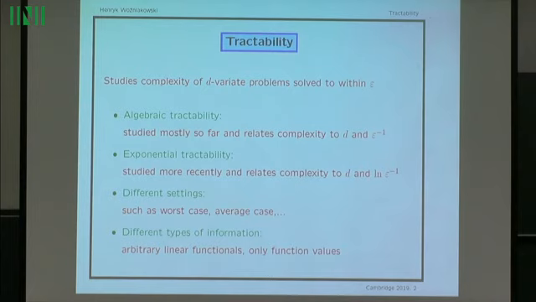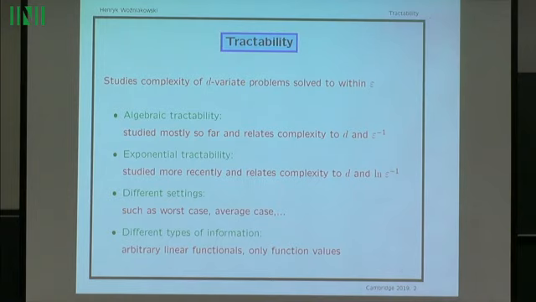Now, the first work for a number of years was for the so-called algebraic tractability. That means we wanted to relate complexity to D and to 1 over epsilon. So the typical result was to prove or to find the conditions under which you can prove that complexity is not exponential in D and complexity is not exponential in 1 over epsilon. And there are plenty of results along these lines.